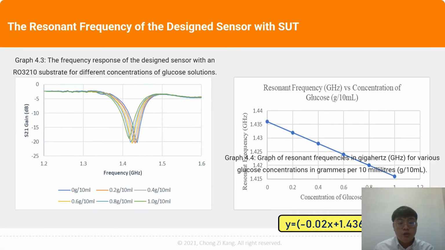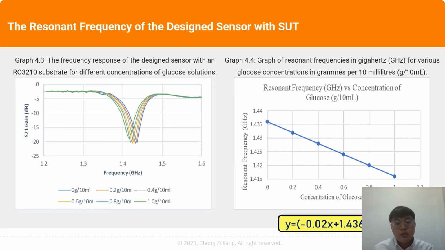In graph 4.3, it is observed that the frequency response of the designed sensor using the Rogers substrate has the same trend as the frequency response of the designed sensor using the FR4 substrate, which is that the frequency shifts toward the lower when the concentration of glucose solution rises. According to graph 4.4, it is observed that the frequency resolution for the glucose level change at the respective resonance is 0.004 GHz per 0.2 gram per 10 milliliter. And the resonant frequency resulting from filling a specific concentration of glucose solution can be estimated using the equation below.